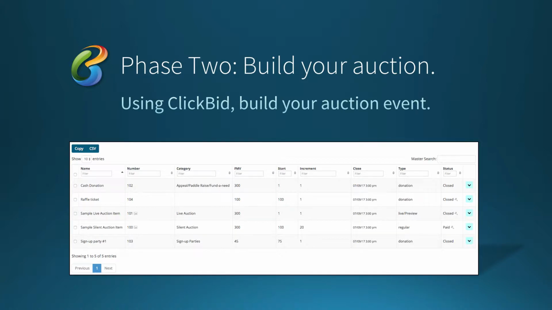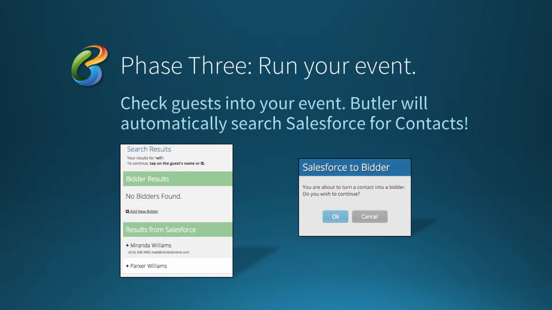You would build your auction, set up your auction items. You can have bidders register themselves. You can import bidders from Salesforce if you want to, and so on. But really, the auction in ClickBid just kind of runs and hums along. And now we get to the actual event.